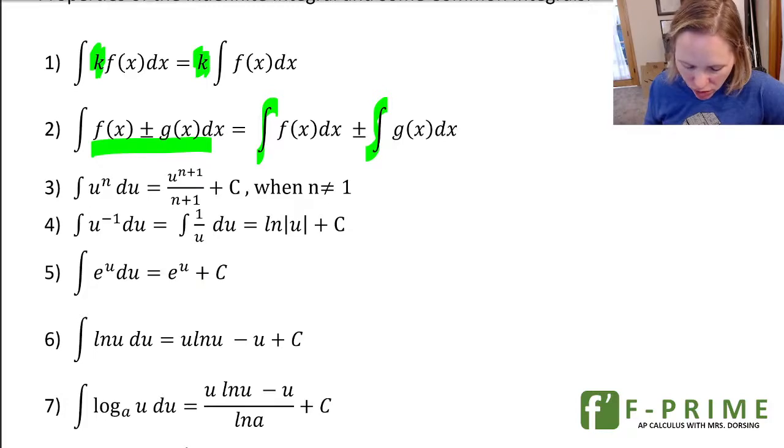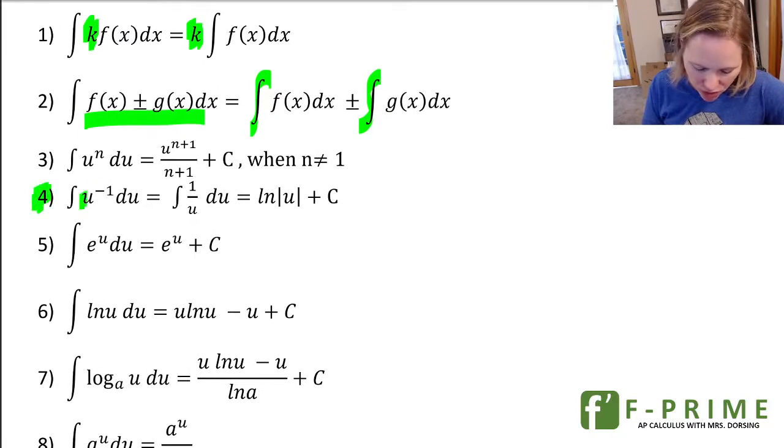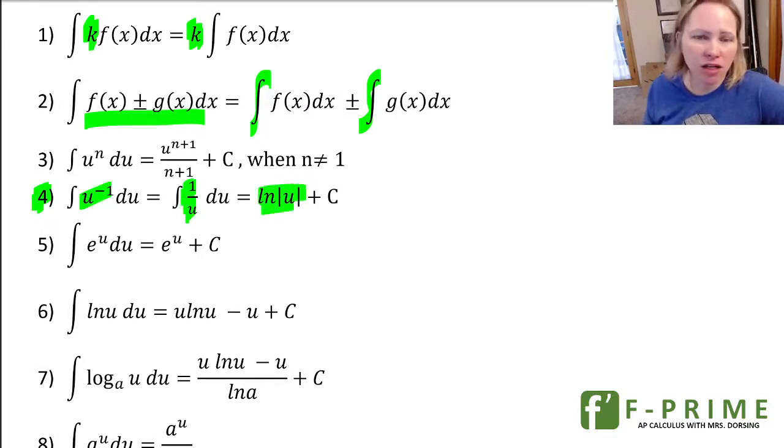We've been doing a lot of these over and over again. Number 4: u to the negative 1 is the same as 1 over u, and the antiderivative is the natural log of the absolute value of u. In the first video, when we did the differential equation solutions, I talked a little bit about why the natural log needs those absolute value bars, and it has to do with the domain of the original function.